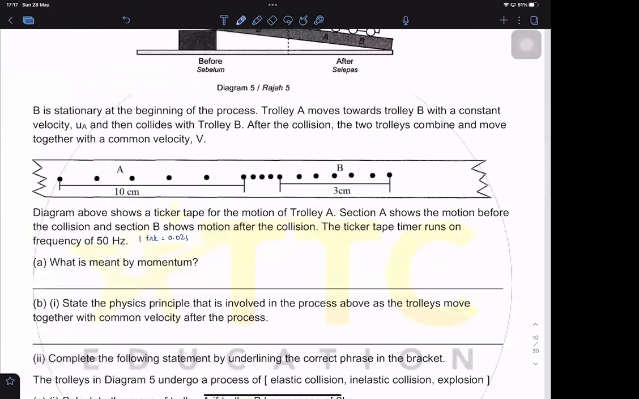Okay, what is meant by momentum? This is their favorite question to ask. If your exam asks you about momentum, very high chance they will ask you what is the meaning of momentum also. Their favorite question, I don't know why. Okay, so you just tell them momentum is mass times velocity. Okay, so the product of mass and velocity.